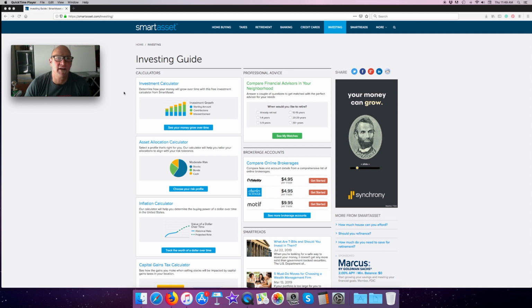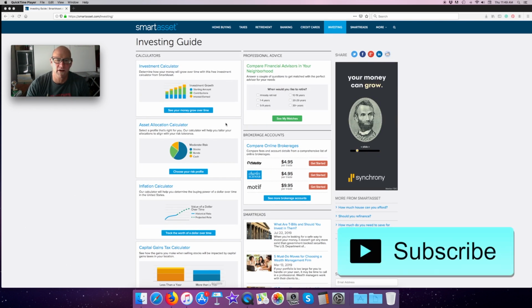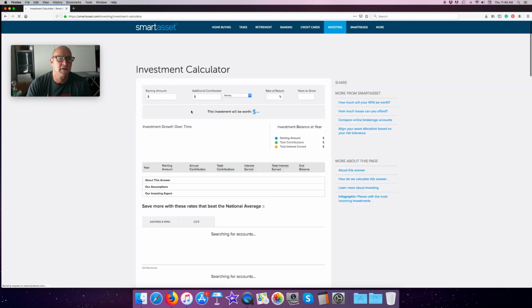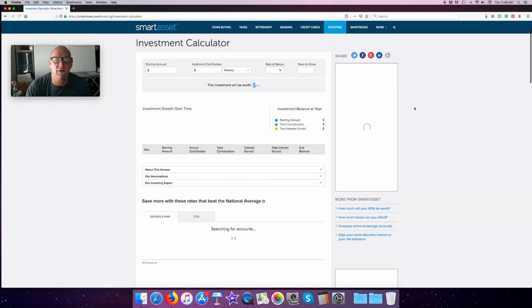Today we're going to take a look at a couple of free online assets that we can use to look at our investments. We're at smartasset.com, and the first one we're going to do is take a look at their investment calculator. You can see here we've got a couple different ones to pick from. First one we're going to try is the investment calculator. The cool thing about this one is you can put whatever you want in it.